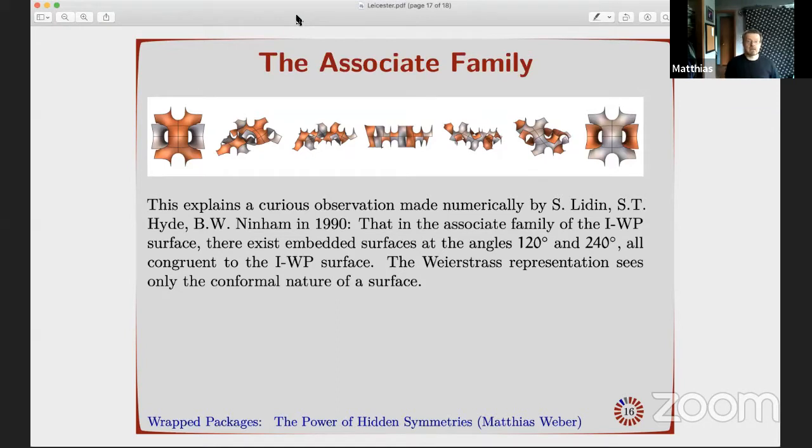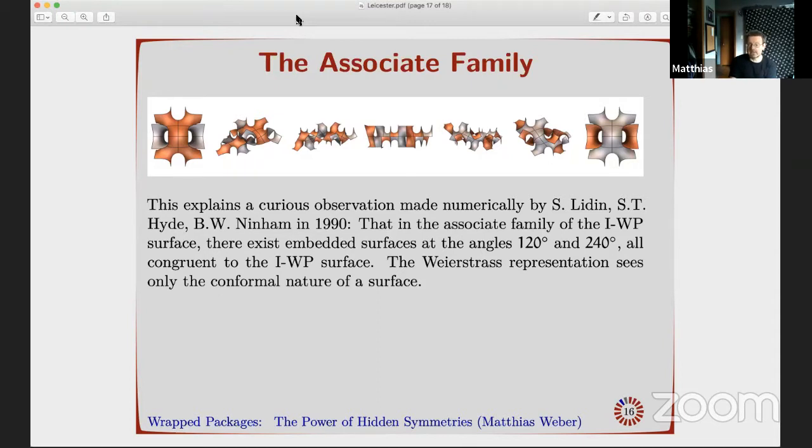There was a paper in 1990 by Lidenheide and Ninham that asserted that in this associate family of this IWOP surface, there in fact exist interesting embedded surfaces. Namely, whenever you hit the 120 degree angle of rotation in the associate family, you hit another embedded surface. This is similar to what happens to the P surface where you find the gyroid. But for the IWOP surface, it's not so interesting, because this new embedded surface turns out to be actually congruent to the IWOP surface.